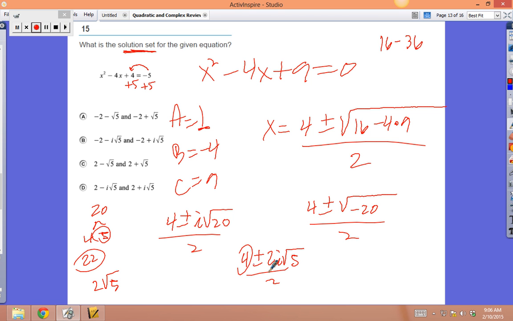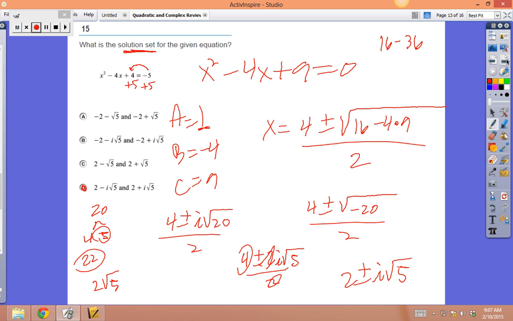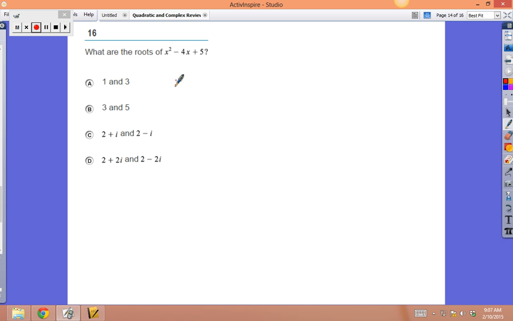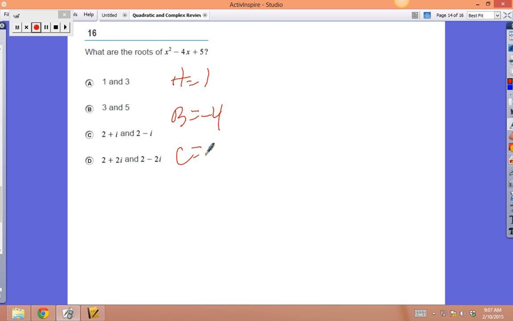Now you can divide both of these by 2. So it's going to be 2 plus or minus i times the square root of 5. So it's 2 plus i square root of 5, 2 minus i square root of 5. Same thing on here. A is 1, B is a negative 4, and B's always been a negative 4. C is going to be 5.